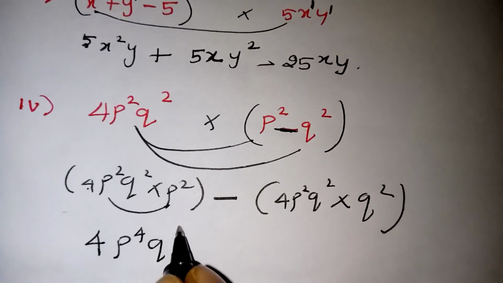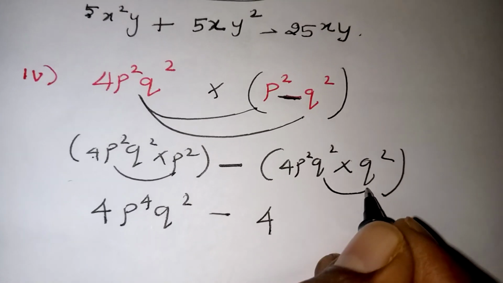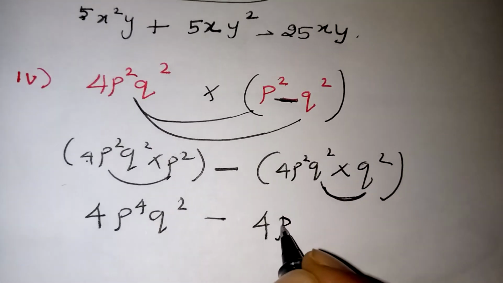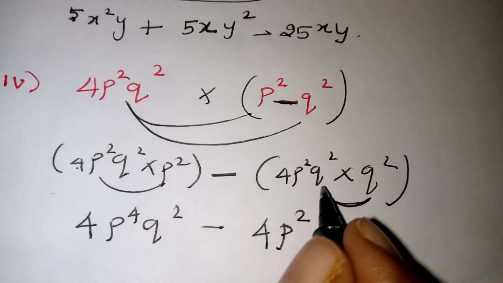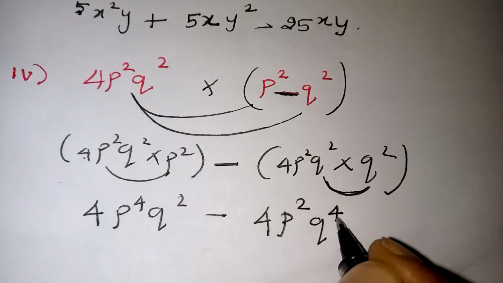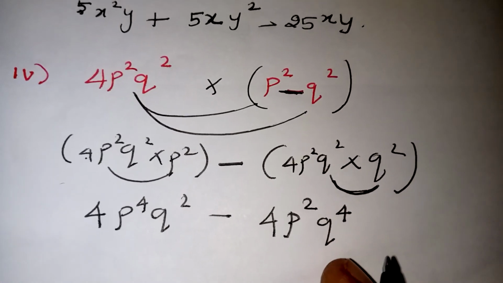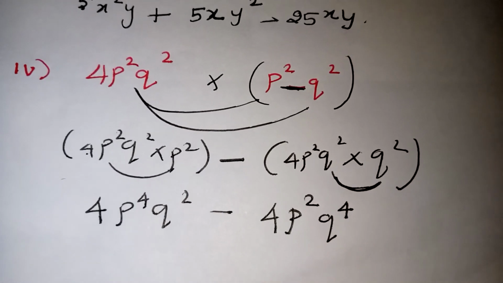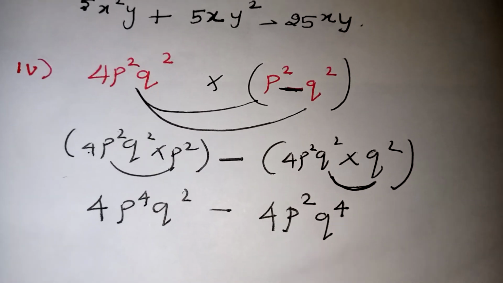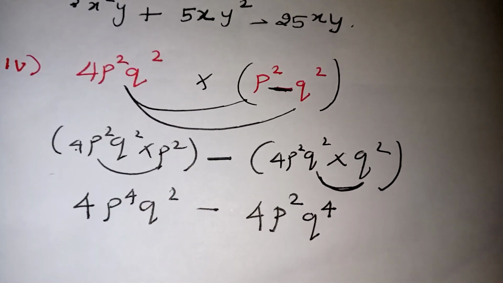This q squared. Minus here, 4 will come as it is. Q squared have a pair. P squared we don't have any pair. So 4p squared. Q squared into q squared will give you q power 4. Because the power will be added. So this is your correct answer. If you want to do more simplification, we can take the common term outside. Again you will be getting the question only. So you can leave the problem at this point.